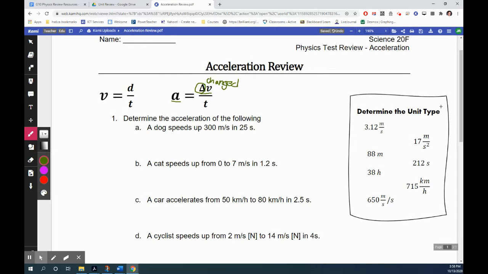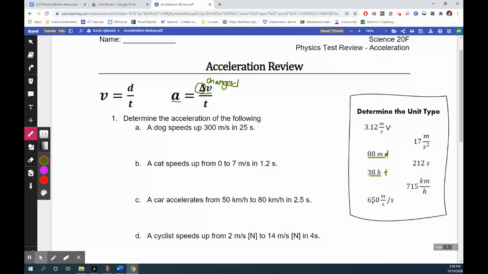We're going to start just by looking at the right here, and we're going to determine the unit type. So if we see 3.12, we don't know what we're talking about. But once we see this meters per second, then we know this is referring to a speed. And so this is a velocity, so V for velocity. When we see 88 m, the 88 we don't know, but the m means this is meters. So if we use it in context, I went 88 meters, right? That means a distance. And so the letter D is associated with meters. 38 H means hours. Hours is a unit of time, so this would be T.